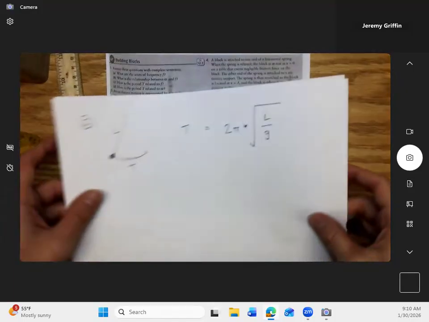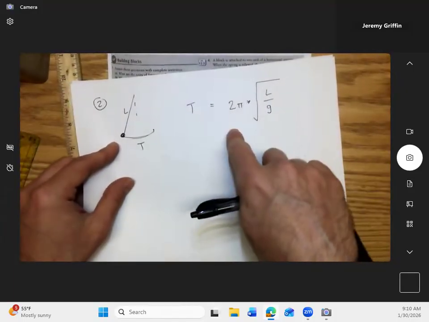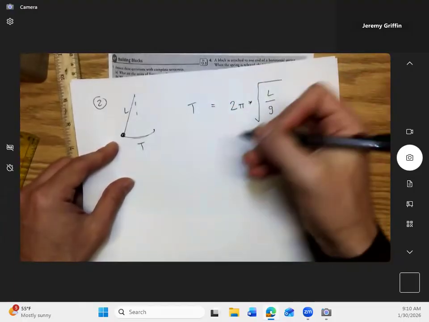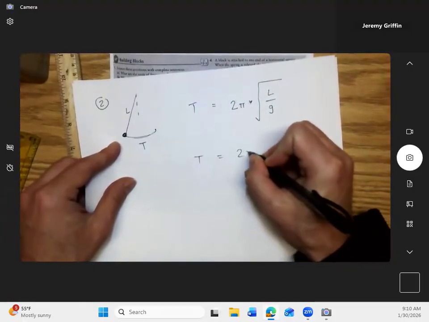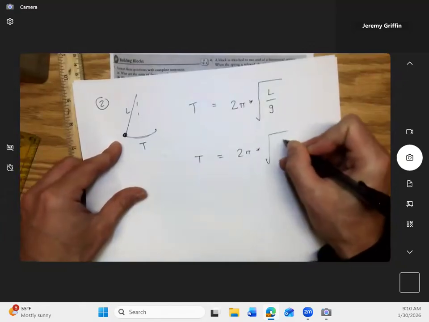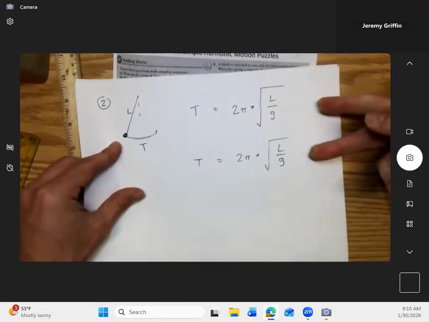They said the length is 4 times longer. Let's say this is the original time. I'll write the same format here. Let's do it this way: 2 pi square root L over G. Great. So I wrote the same thing, right?